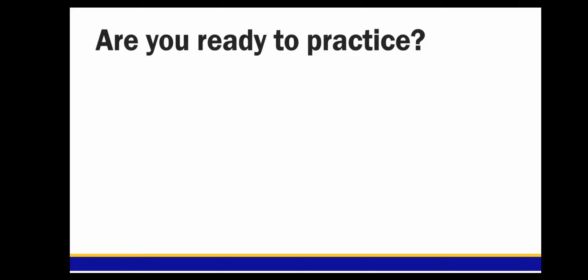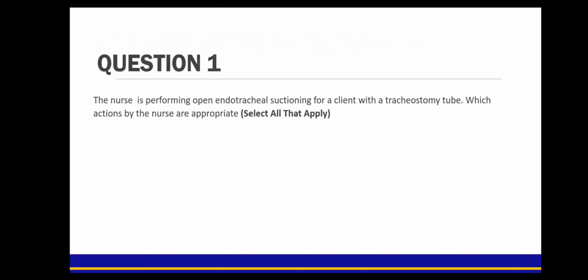Now it's your turn. Now you get to practice using the 6 steps. So I'm going to give you some questions and see how well you do. You ready? Here we go. Question number 1. The nurse is performing open endotracheal suction for a client with a tracheostomy tube. Which actions by the nurse are appropriate? Select all that apply.